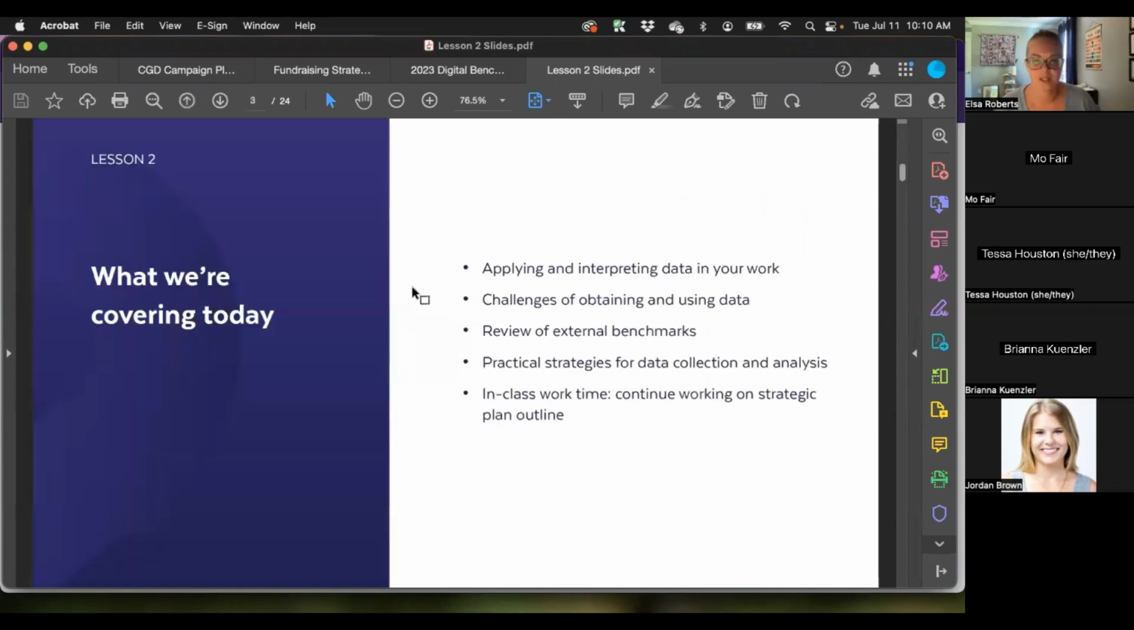So today we're going to be focusing on applying and interpreting data in your work, the challenges of obtaining and using data, taking a look at benchmarks, practical strategies for data collection and analysis, and then you'll also have some in-class time to continue working on your strategic plan.